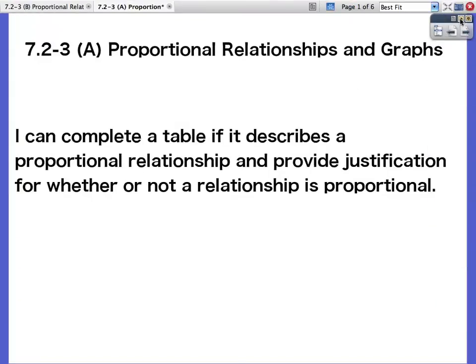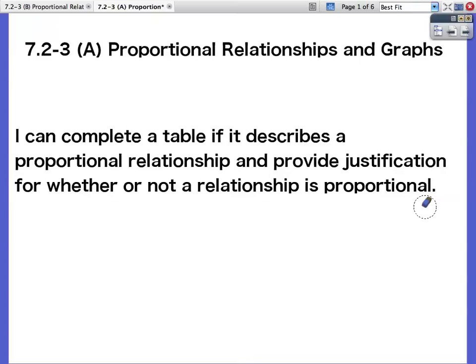All right, so this is the first video for proportional relationships in graphs. And what I want you to be able to do after this video is to complete a table if it describes a proportional relationship and provide justification for whether or not a relationship is proportional.